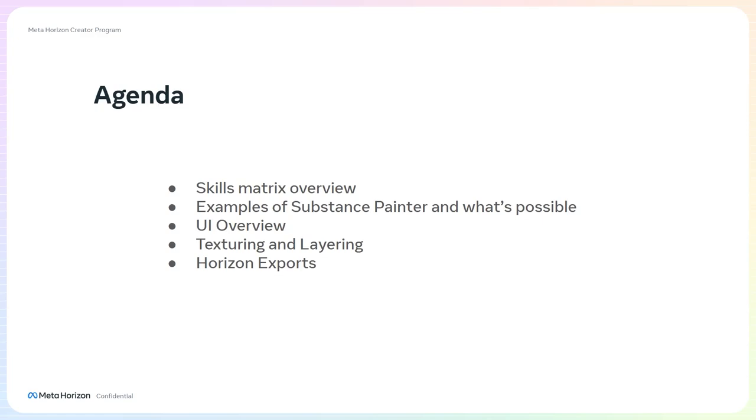Next, we're going to look at some examples of what a Substance Painter can do. I mean, really just simple examples that you can use for Horizon Worlds. Basically, we're going to go over the UI very lightly, just a few things, especially the things I go straight to, the tools and items. And then we're going to do texture and layering, and then we're going to do Horizon export.